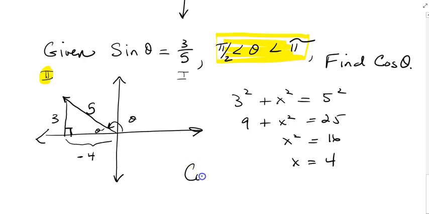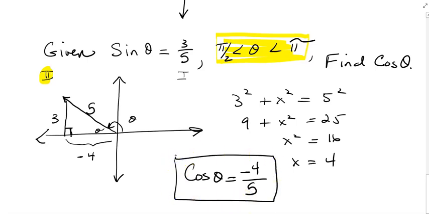So now when I figure out cosine of that theta, the answer is -4/5. I was able to do that without ever determining what theta actually was. But I now know that the cosine of it is -4/5.